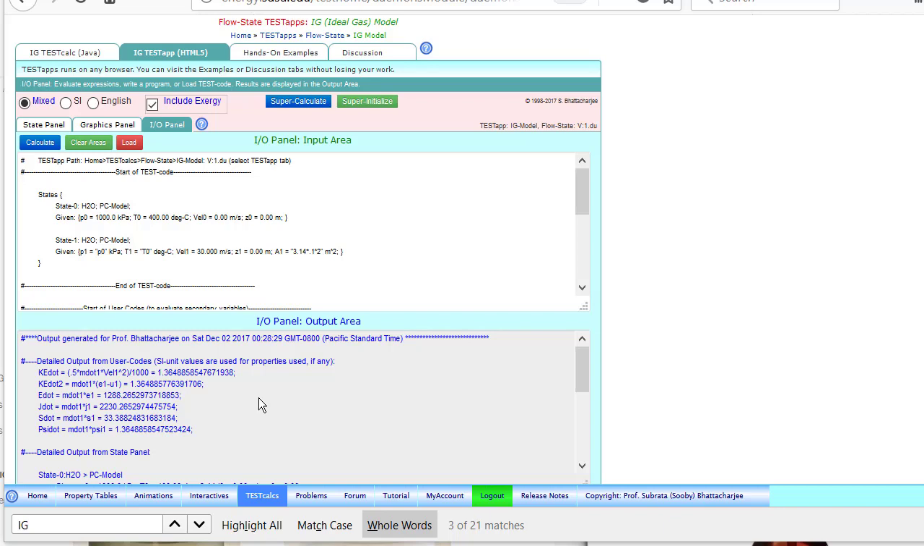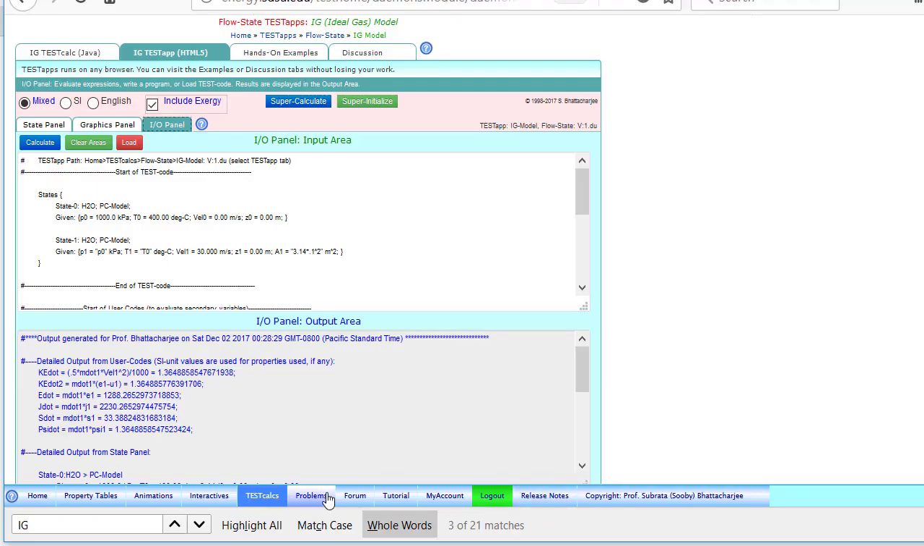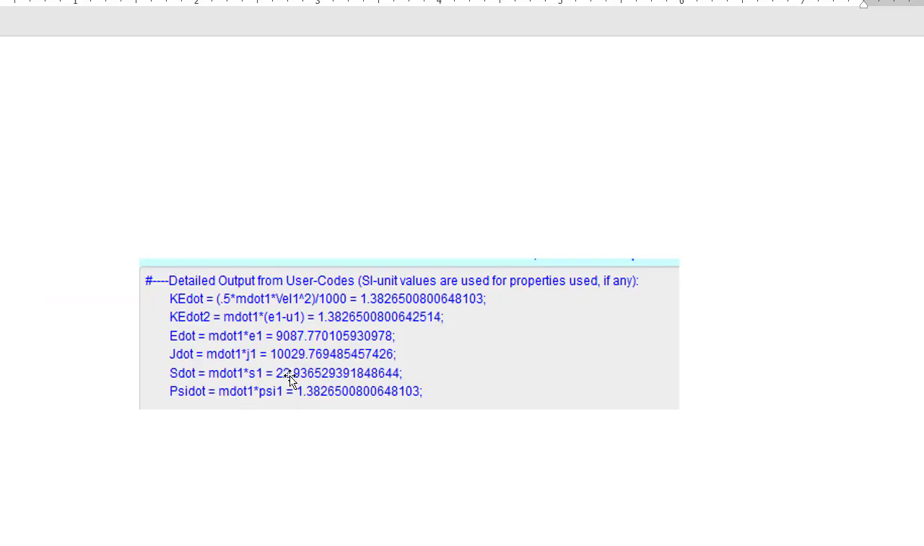However, the flow rate of stored and flow energy are found to be much smaller than they are for the PC model. We have 1288 and 2230 versus we had 9,087 and 10,029. So they're a lot smaller. This is because the PC and IG model use different reference values for the internal energy. And entropy is also referenced differently in the different models. You can see that here we got 33, whereas with the PC model we got 22.